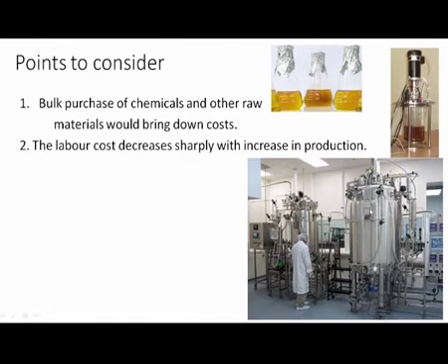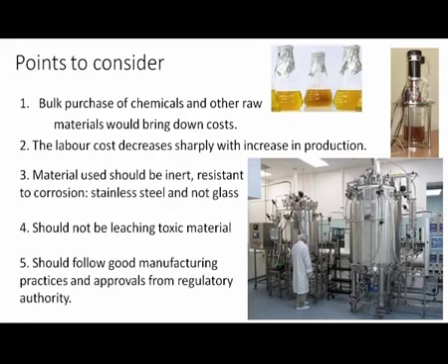So, these are some big industrial scale production units, but there are even bigger production units in the world, which I am not showing pictures of. The materials used in such huge production units of proteins should be inert, resistant to corrosion, and mostly they are made of stainless steel, unlike glass containers. In glass, they can break, and there can be corrosion and other chemical related corrosions.